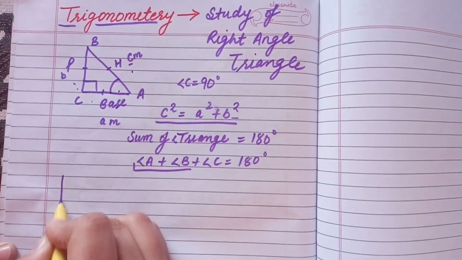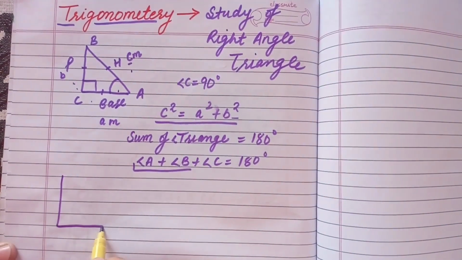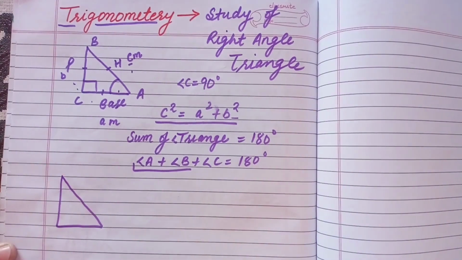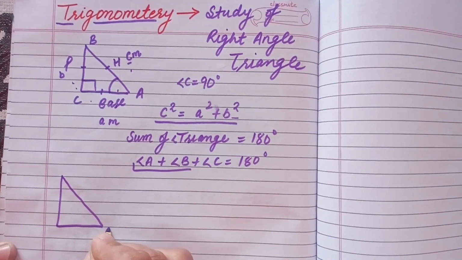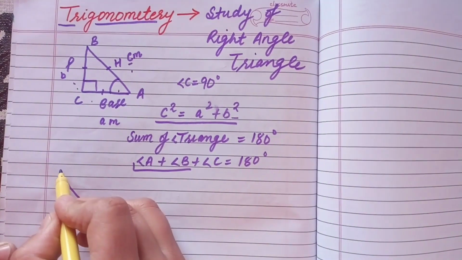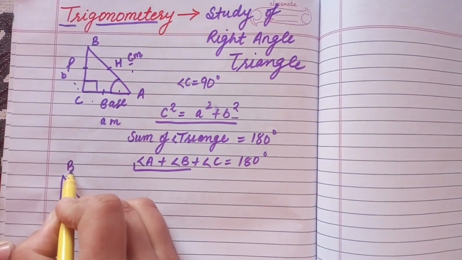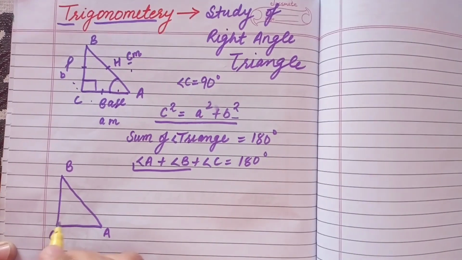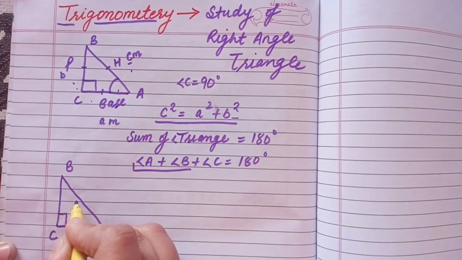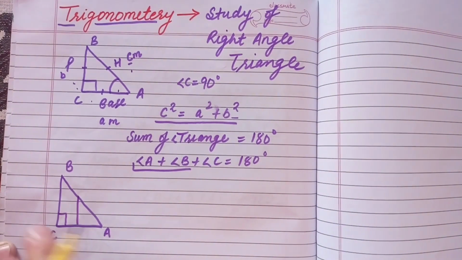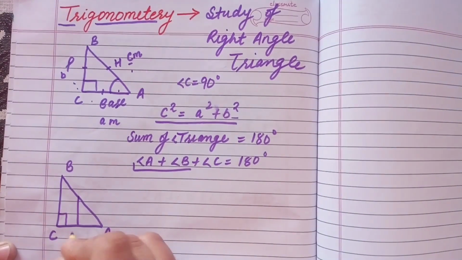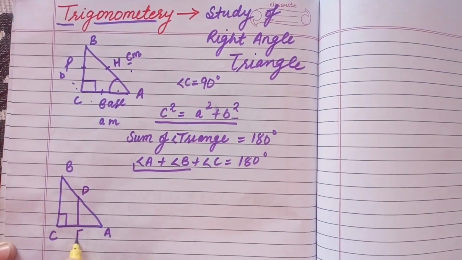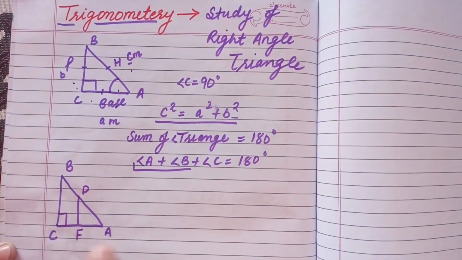Let us take this triangle. This is a right angle triangle, as we earlier said that the Pythagoras theorem and trigonometry are only applicable in right angle triangles. This is ABC, a right angle triangle where angle C is equal to 90 degrees. Let us draw a line parallel to BC. We draw a parallel line, this one. This is DF, right?